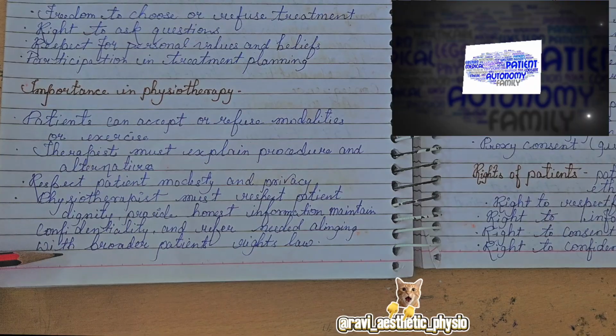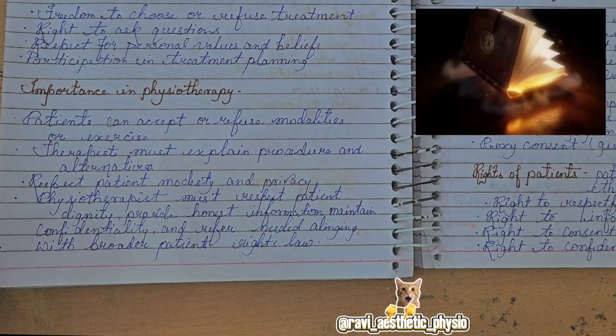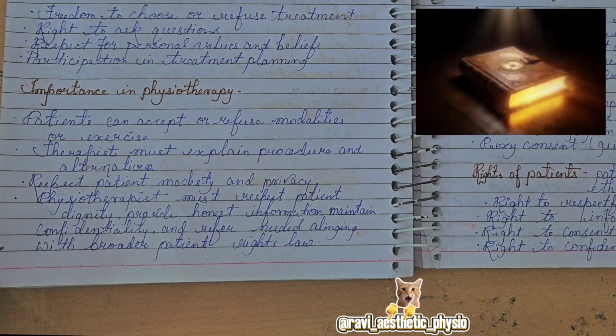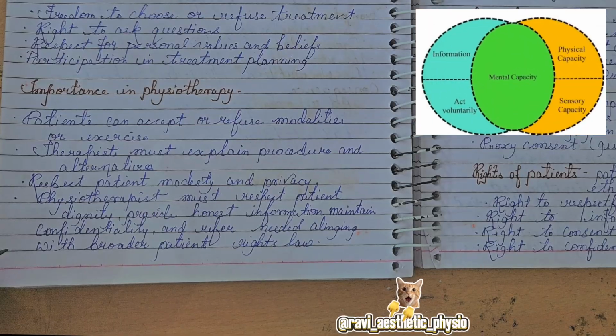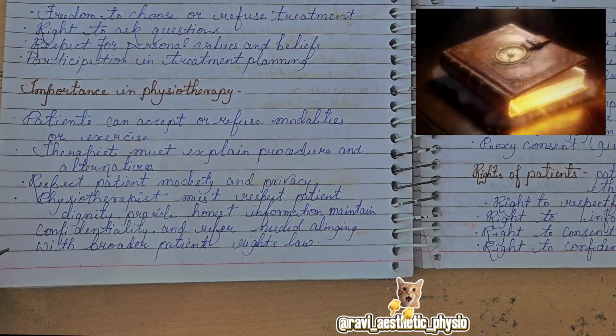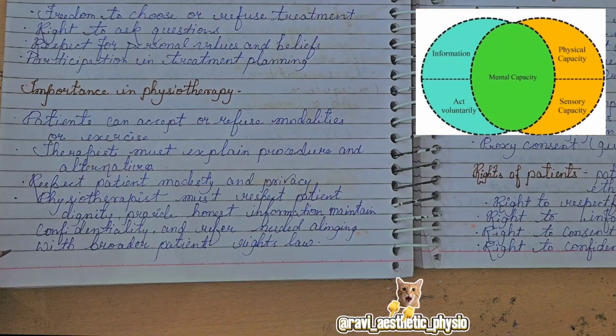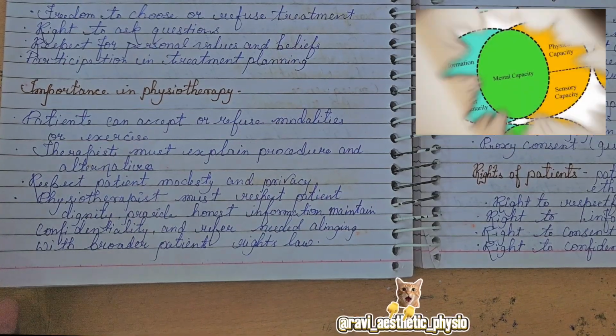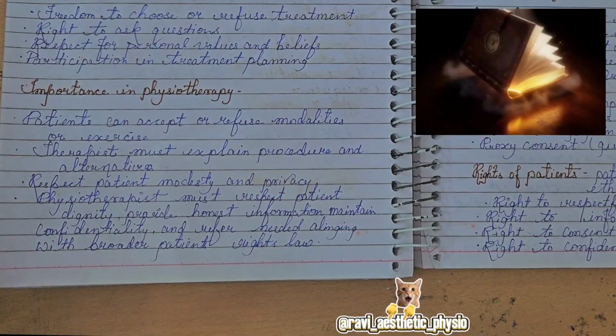If the patient shares such information with the therapist or doctor, the therapist and doctor have to keep it confidential and private. You have to provide good manners and better quality treatment procedure to the patient, in line with patient rights law. So that is the autonomy of the whole procedure.